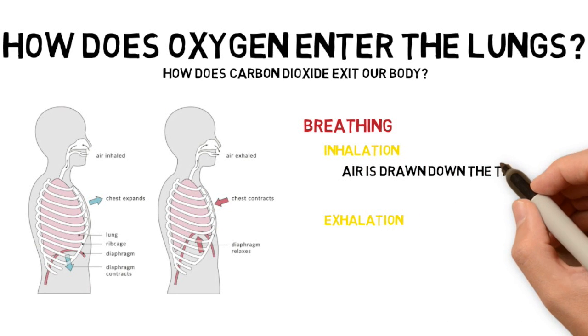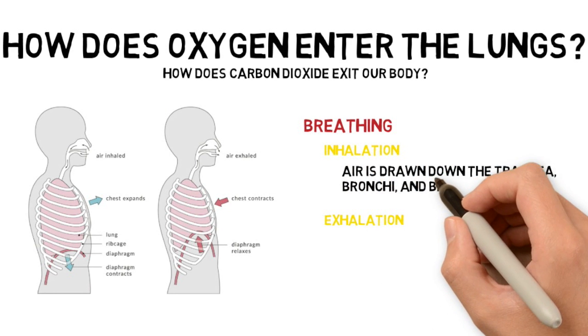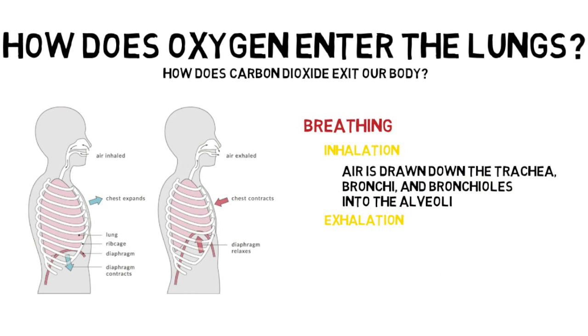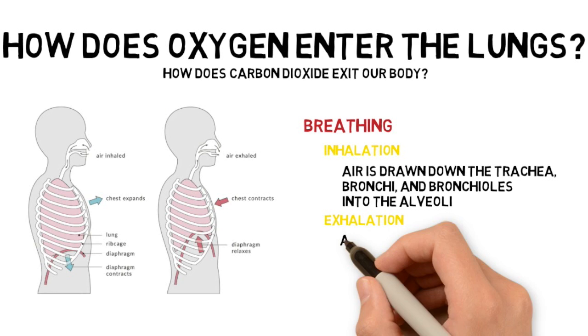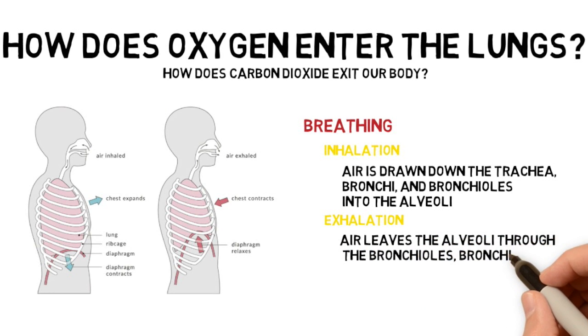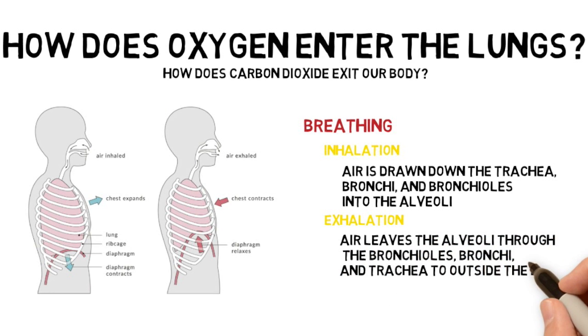Inhalation is when air is drawn down the trachea, bronchi, and bronchioles into the alveoli. This is able to happen because the diaphragm contracts and the chest expands. Exhalation is when air leaves the alveoli through the bronchioles, bronchi, and trachea to outside the body. This is because the diaphragm relaxes and the chest contracts.